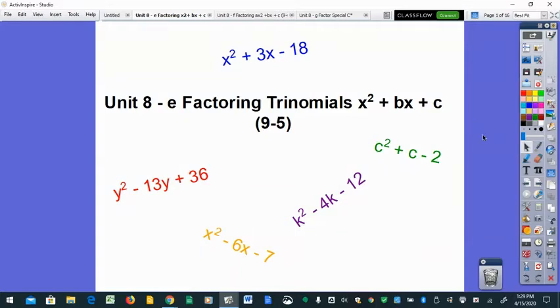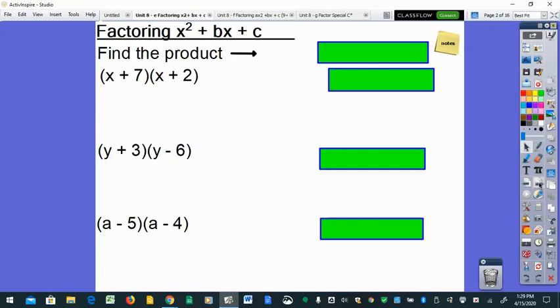Hi everyone. Today we're going to start to turn our thinking around. So instead of using FOIL to multiply two linear binomials, we're going to have the answer and look to get back to those two linear binomials that we've been foiling. So it's kind of like the backwards problems. Let me explain by starting you out with this slide.